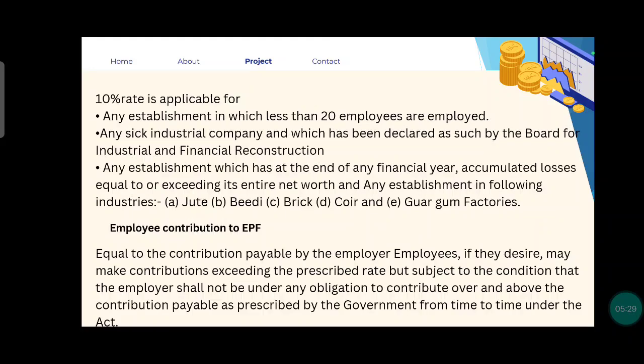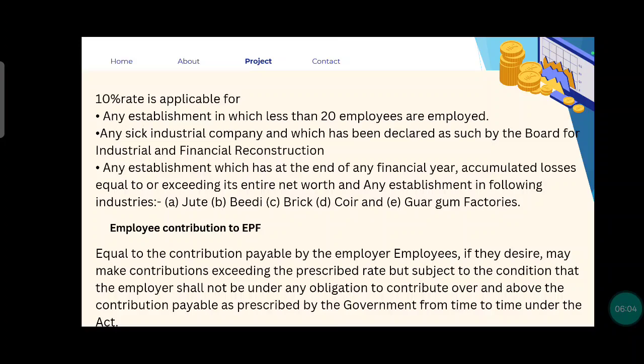The 10% rate is applicable only if an establishment has fewer than 20 employees, or if it is a sick industrial company which has been declared so by the Board for Industrial and Financial Reconstruction, or if it is an establishment at a stage of loss, or whose net worth is in the loss stage. These will be considered at the 10% rate. The following are also applicable: Jute, BD, Brick. These are the companies which come under the 10% rate.